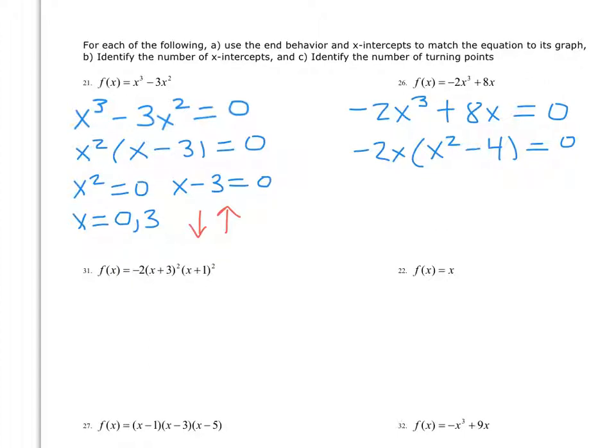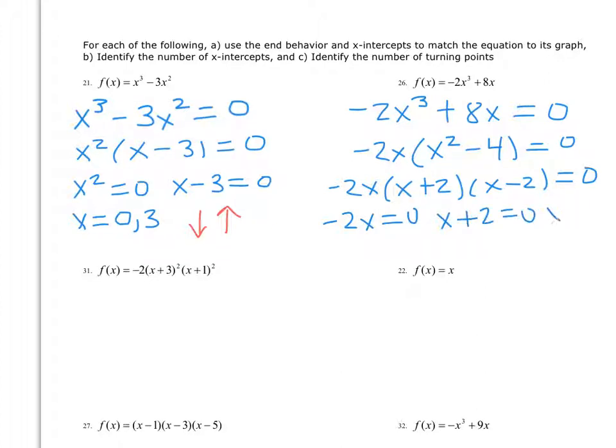We have a little more factoring that we can do. That x squared minus 4 is a difference of 2 squares. We can write that as x plus 2 times x minus 2. Set factors equal to 0 and solve for x. And we get x equals 0, -2, and +2. So we get 3 x-intercepts.